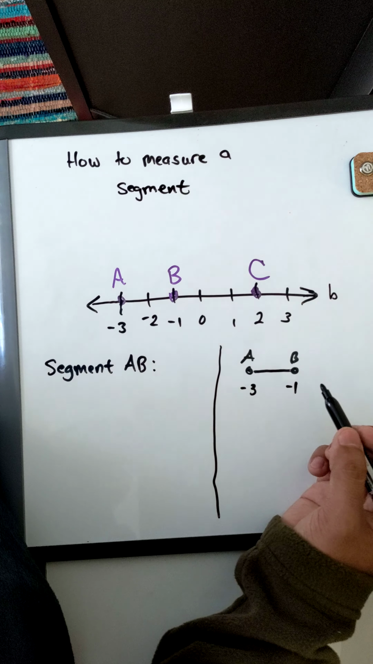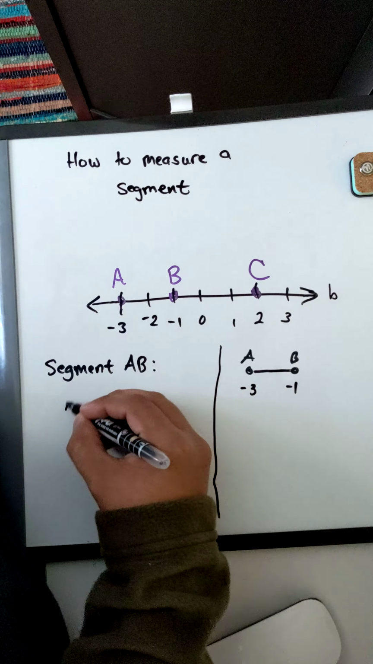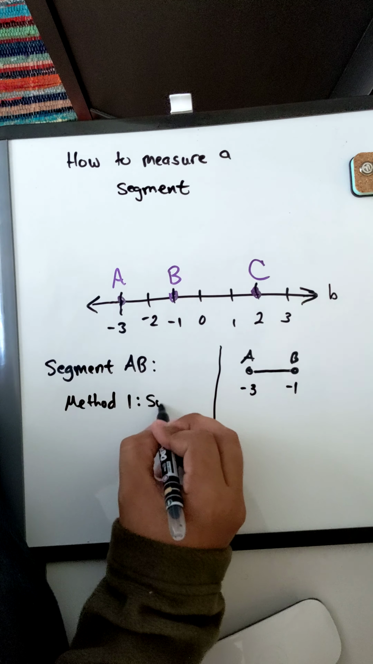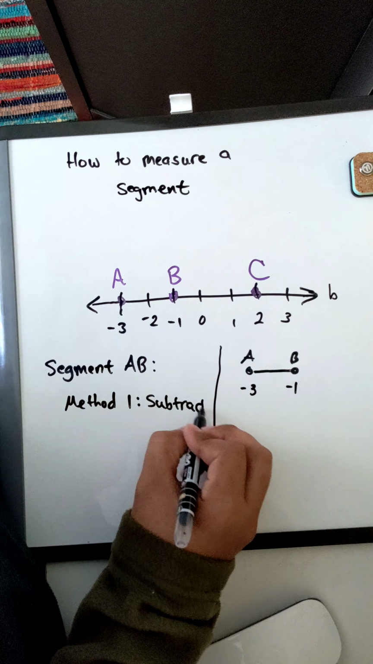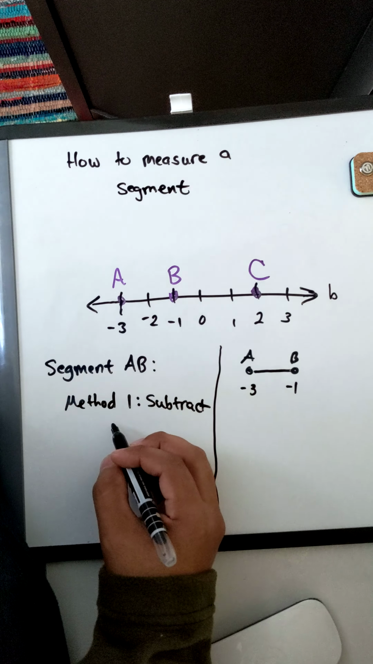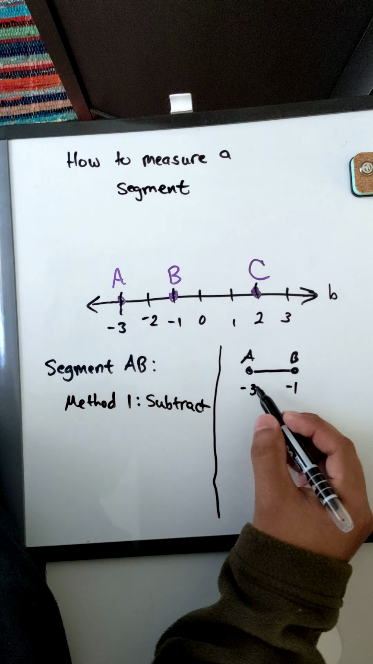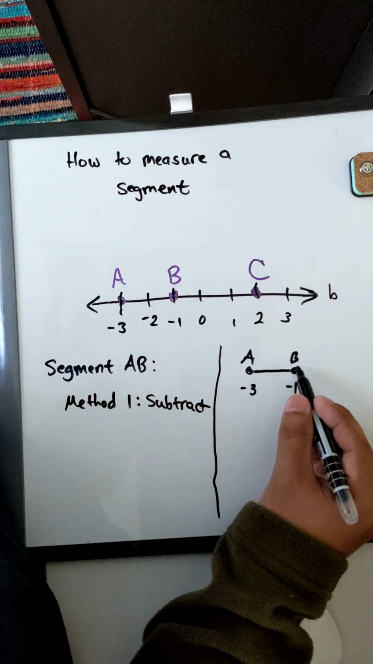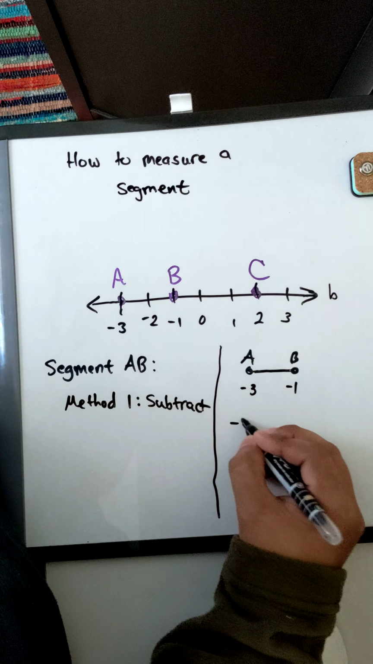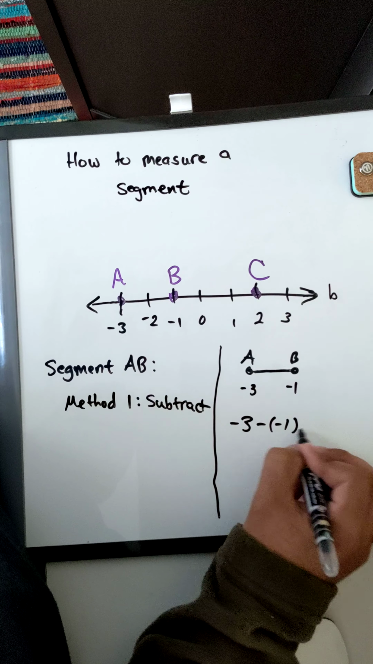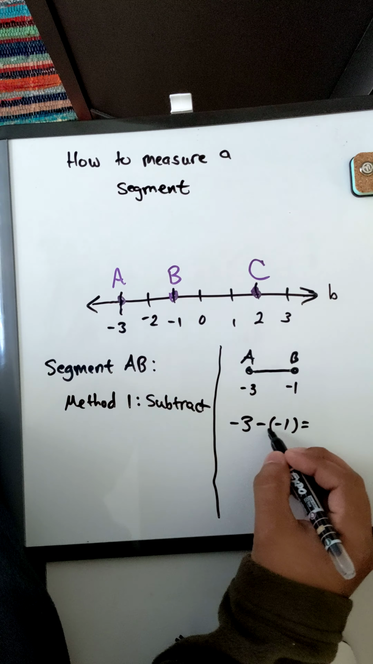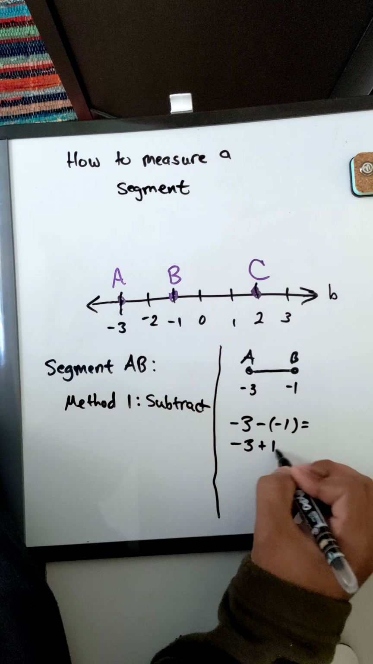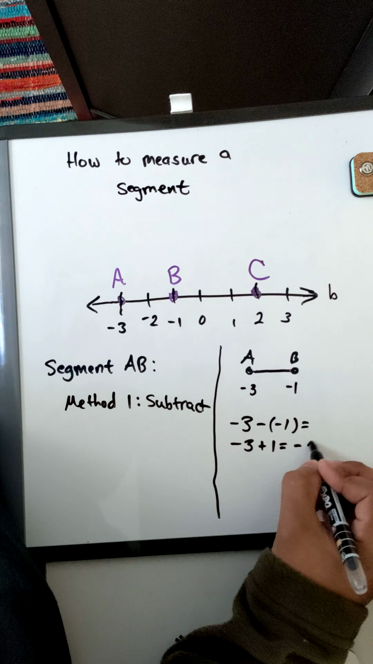Well, we have two methods to figure this out. Method 1, subtraction. So what am I going to subtract? I'm going to take my first point, point A, and my second point, point B, and subtract them from each other. So -3 minus -1 is equal to, well, I'm subtracting a negative, so that's really going to be -3 plus 1, which is equal to -2.